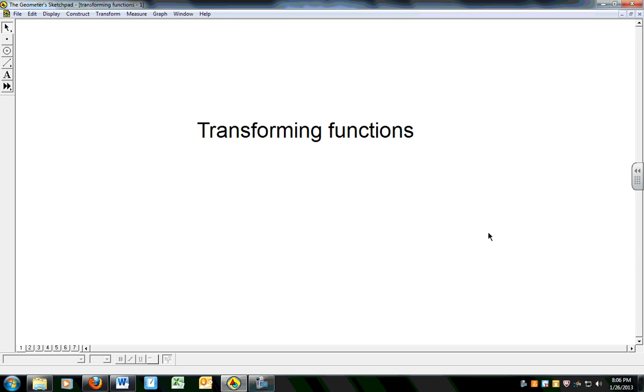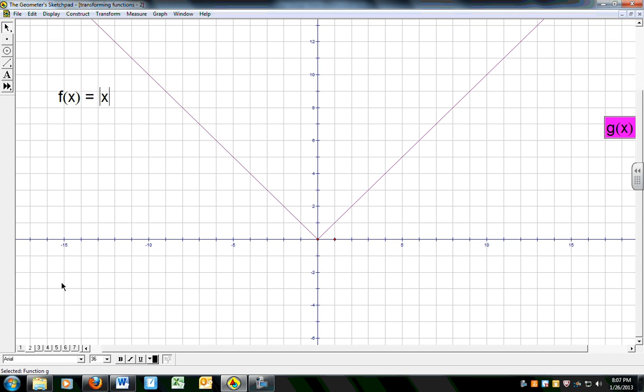All right, I'd like to talk to you today about transforming functions and how modifying the parent function of a certain type can transform it and move it about the coordinate plane. So I'm going to get started with the absolute value function. You'll remember we took a look at this a little while ago in my class. F of x equals the absolute value of x is the parent function, and that one's plotted here.